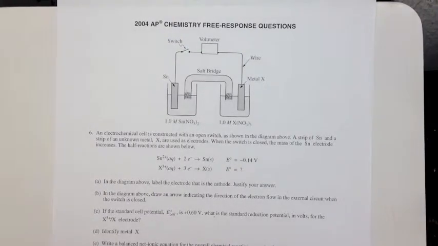Okay, so this is the 2004 AP Chemistry free response question for number 6. An electrochemical cell is constructed with an open switch as shown in the diagram above. A strip of Sn and a strip of an unknown metal, X, are used as electrodes. When the switch is closed, the mass of the Sn electrode increases. The half reactions are shown below.